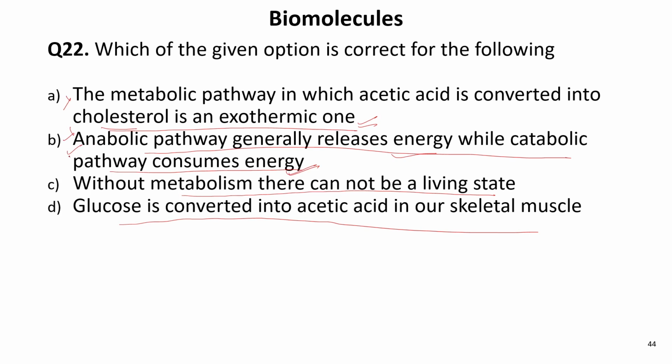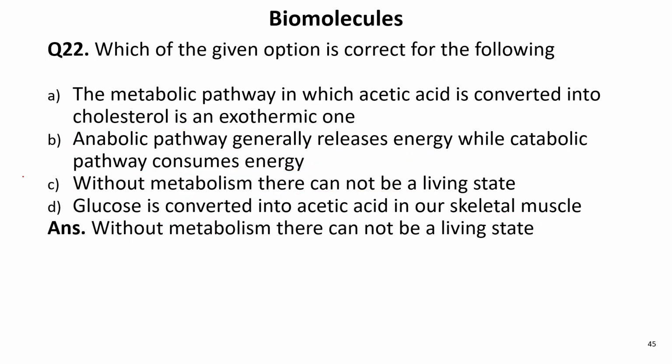Okay, for an anabolic pathway, you require energy. It doesn't release energy. Catabolic pathway releases energy. Okay, respiration is an example of a catabolic pathway. So in that, energy is released. In that, energy is not consumed. So this is totally incorrect. Okay. Glucose is converted into acetic acid. This is incorrect. Glucose is converted into lactic acid in our skeletal muscles. Without metabolism, there cannot be a living state. This is a correct statement.